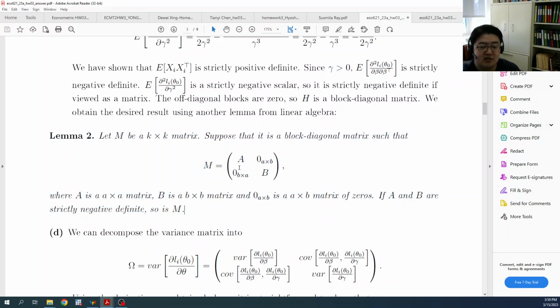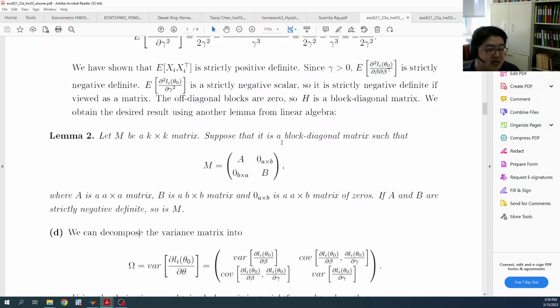By the way, I had to give you this lemma first. A block diagonal matrix is a matrix where you can write a matrix in this form. A and B are also matrices, and this part is a matrix of zeros. So it's like A and B on the diagonal, and 0, 0 elsewhere. Each diagonal term is a matrix. In this case, if A and B are strictly negative definite, so is M. Actually, you can extend it: if A and B are non-singular, then M is also non-singular.